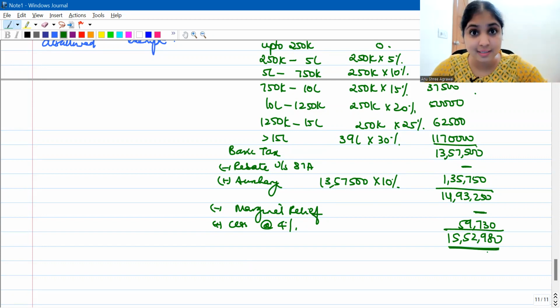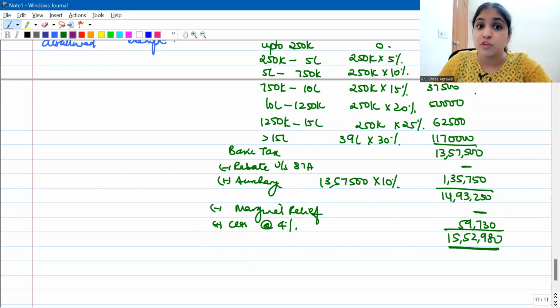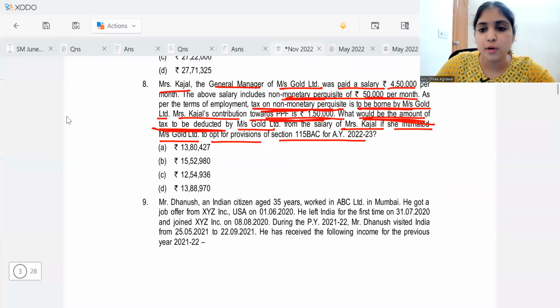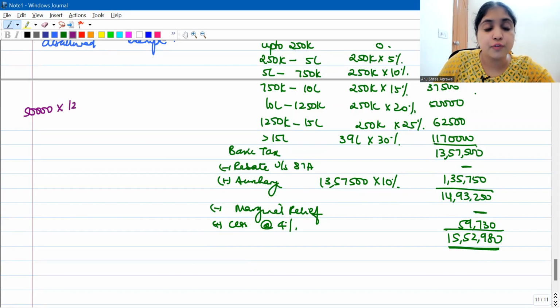But then guys, on the non-monetary perquisites part, the employer is taking care of the tax liability. He is paying the tax. So to that extent, the employee does not pay, and to that extent, we don't have to deduct tax also. So 50,000 rupees is the non-monetary perquisite per month, right? That's what we read in the question. Every month, his non-monetary perquisite is 50,000. So 50,000 into 12, 6 lakhs.